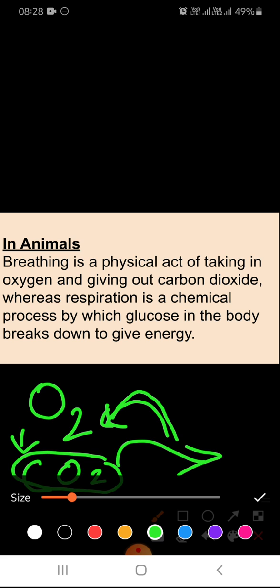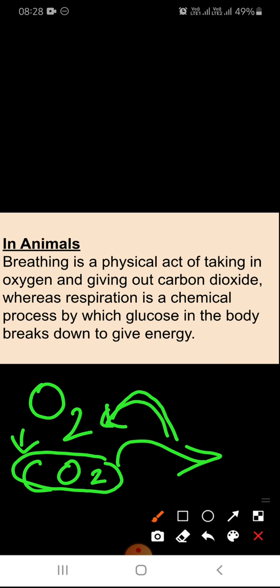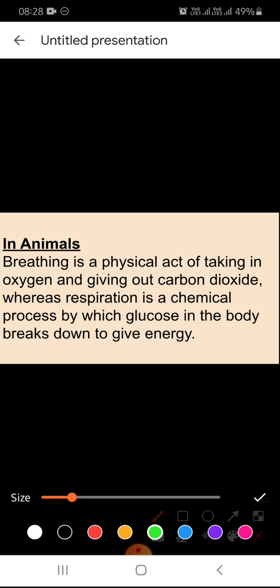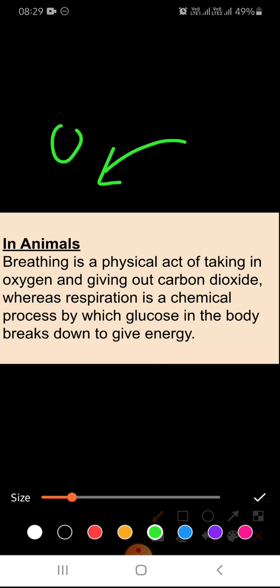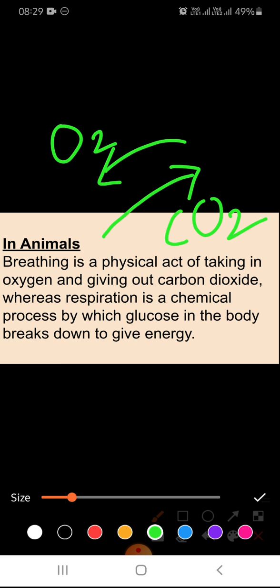Oxygen helps to burn food and release energy. We can say that we take oxygen and at the same time we release carbon dioxide. Animals, meaning all the human beings, take oxygen and release carbon dioxide, whereas respiration is a chemical process.